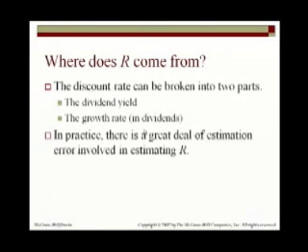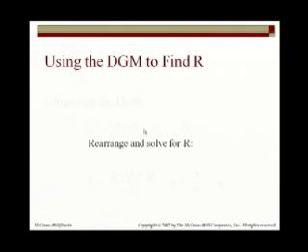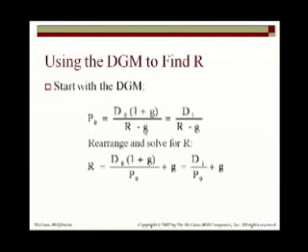Of course, finding the rate of return in practice is a little difficult because we really don't know what the future cash flows are or how risky they're going to be. But using the Gordon growth model, or the discounted growth model, we start with the model that says the price at time 0 is equal to the dividend at time 1 divided by R minus G, and we solve for R, and R is equal to D0 times 1 plus G over P0 plus G, which simplifies to D1 over P0 plus G.